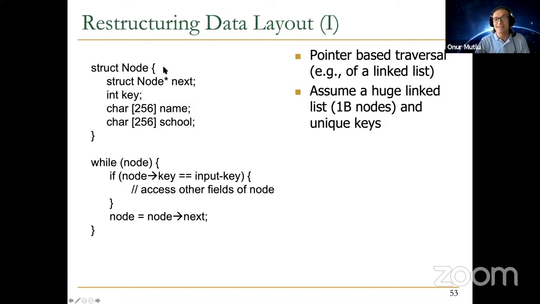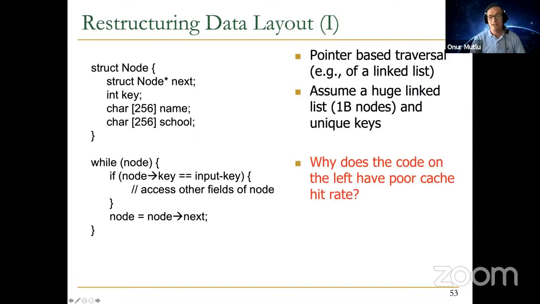And the node looks like this, basically. You have a pointer to the next node. You have the key that you're searching for. And you have some other information, let's say a huge character array of name and school. Let's say you're searching for somebody that matches a key, and then you're going to output the name and the school at that point. Now, the question is, you execute this code, and you find out that the code has terrible performance, terrible cache hit rate. And then the question is, why?